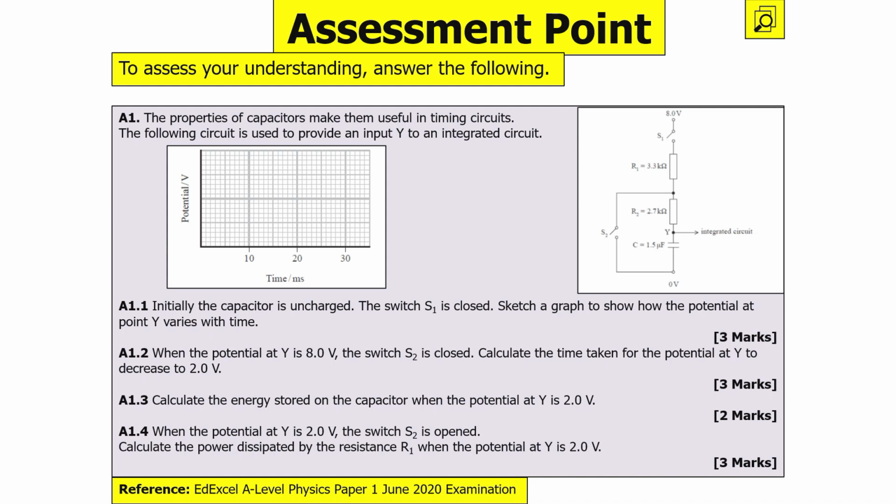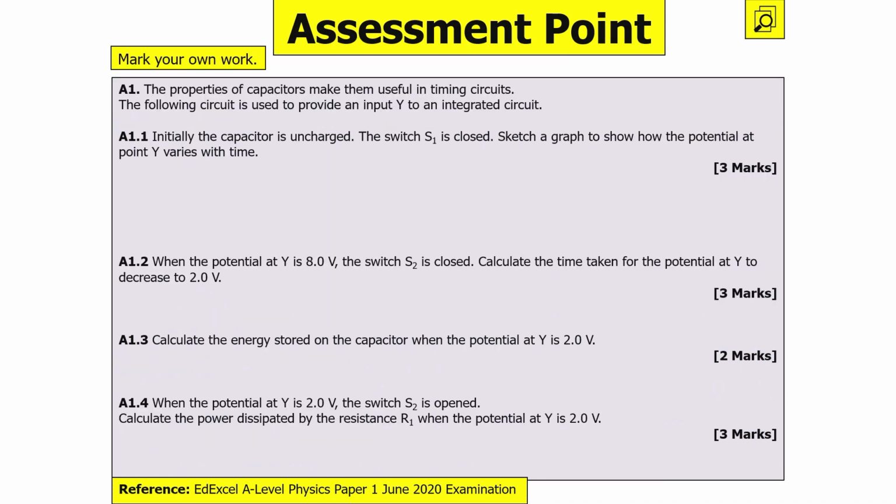Calculate the energy stored on the capacitor when the potential at Y is 2 volts. Then when the potential at Y is 2 volts, switch S2 is open. Calculate the power dissipated by the resistance R1 when the potential at Y is 2 volts. So pause the video now, then unpause the video when you want to go through your answer.